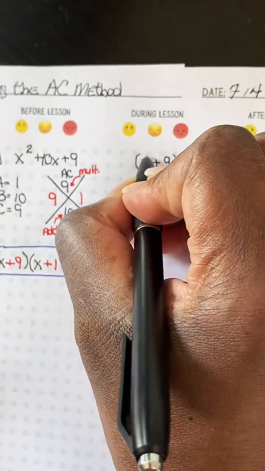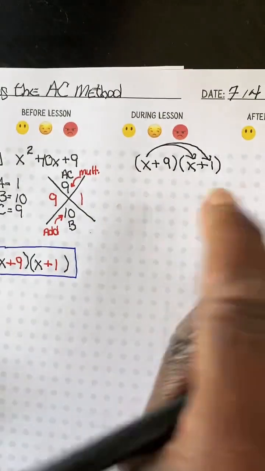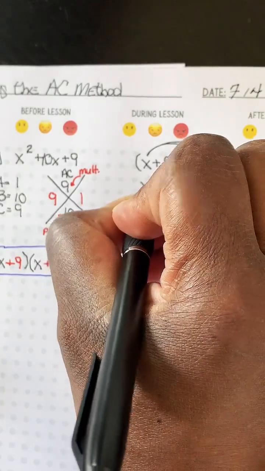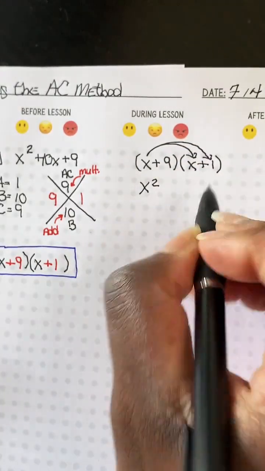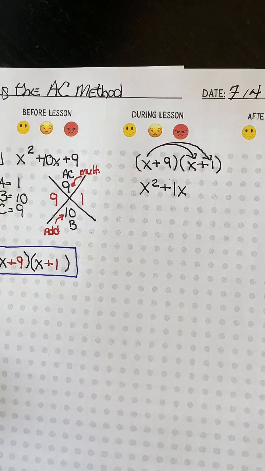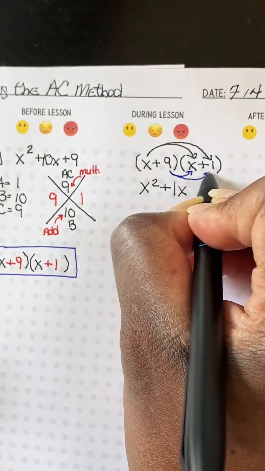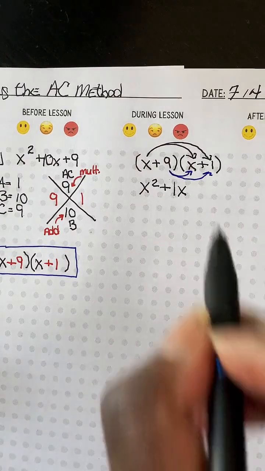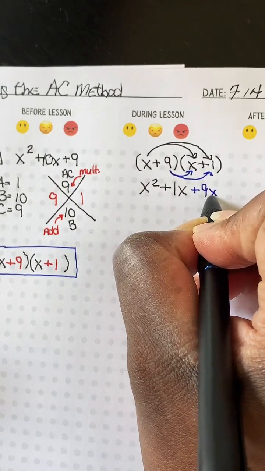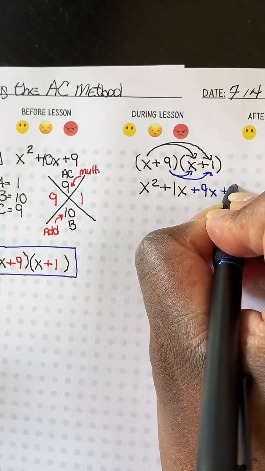So when you distribute, you're distributing the x to everything inside of the second parenthesis. So x times x gives me x squared. x times 1 gives me 1x. And now you're going to distribute the 9 to everything inside of the parenthesis. So 9 times x gives me a positive 9x, and 9 times 1 gives me a positive 9.